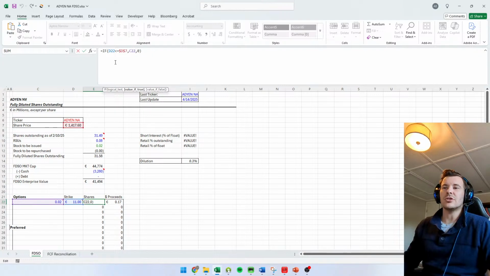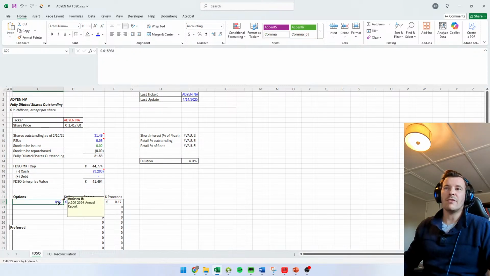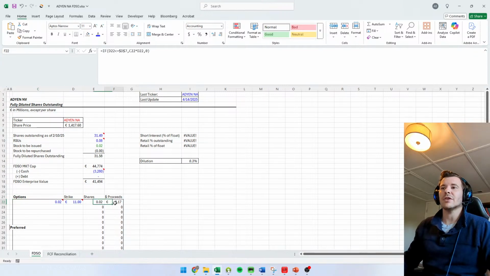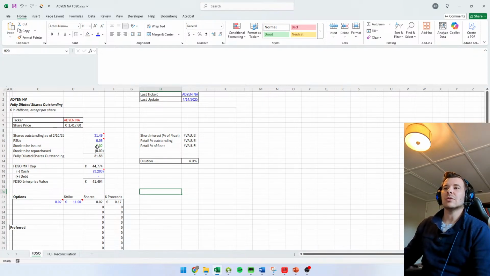There's just some basic logic here that says if the strike price is less than or equal to the current price, then the shares are in the money, and the proceeds that the company Adyen will get from insiders or whoever owns these options exercising them is very simple. It's the amount of options you have, 20,000 options, times the strike, 11. If you multiply those two together, you get about 170,000 euros, which is obviously not much.